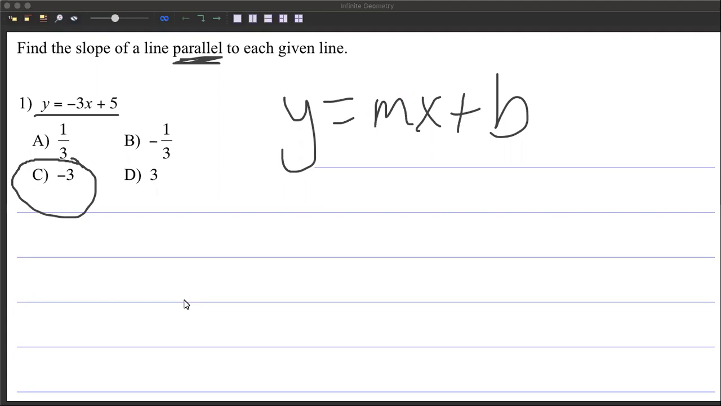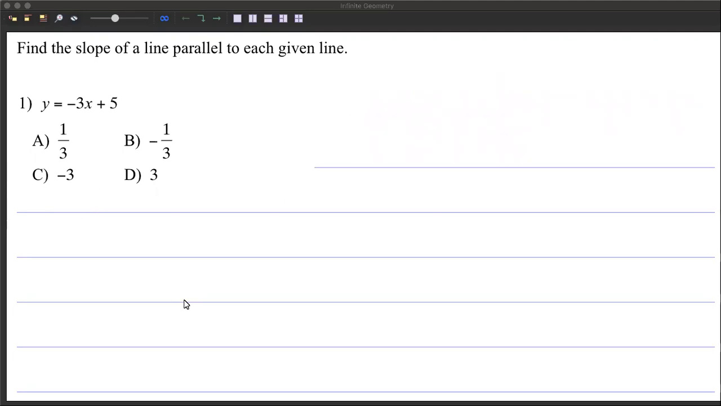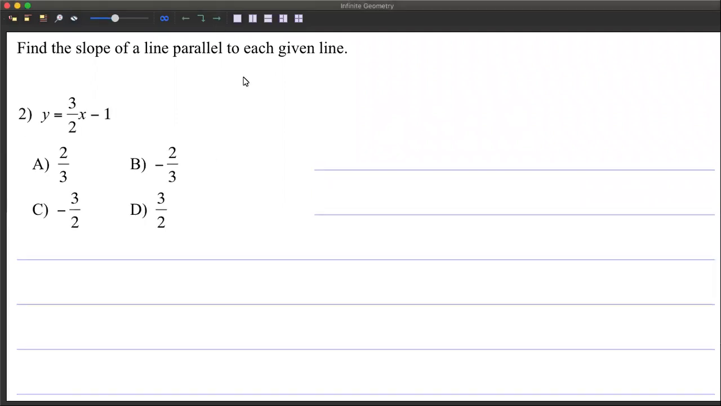We don't change anything. So all we have to be able to do for the first 6 really is just, if I know the slope of it, I know the slope of the parallel line. It's really no different. So these should be relatively easy, I'm hoping. Zoe, what's this one? Yeah, 3/2. I'm just looking at the number in front of the x. Nice and easy. This one, what do you get here?